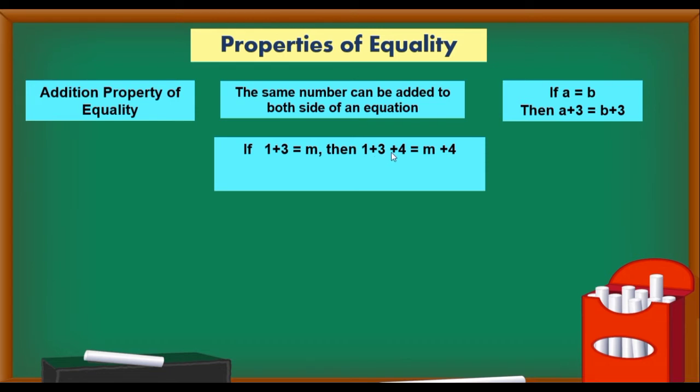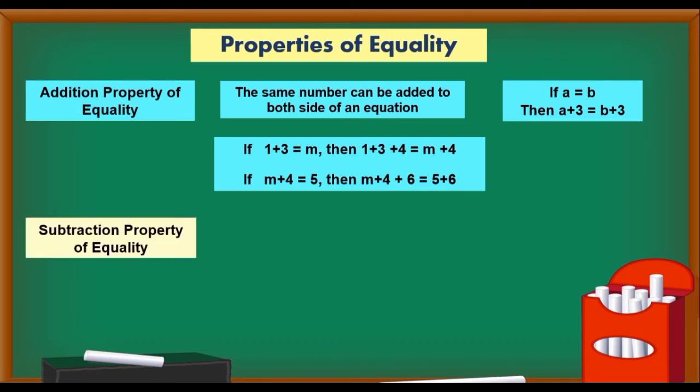So, 1 plus 3 plus 4 is equal to m plus 4. Another is, given m plus 4 equals 5, then if we add 6, m plus 4 plus 6, so mag-a-add din po tayo sa right side ng 6. So, magiging 5 plus 6. At yan po ang ating addition property of equality.